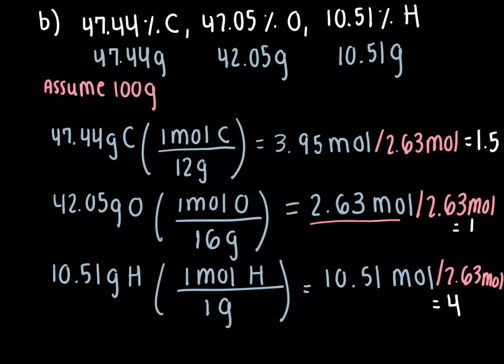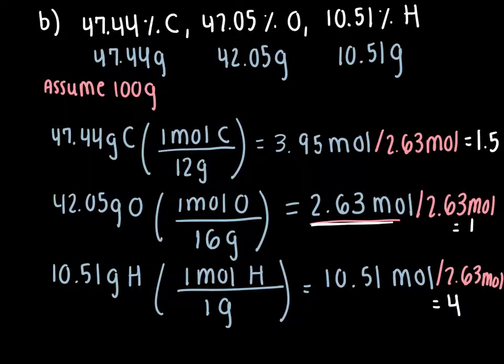Part B follows essentially the same process as Part A. Go ahead and pause the video and try Part B on your own now. Okay, so here's our work for Part B. Essentially the same process. We assumed a 100-gram sample, so that turned all the percentages into grams, and then we converted from grams to moles using molar mass, and then we divided by our smallest mole number to get our mole ratios.